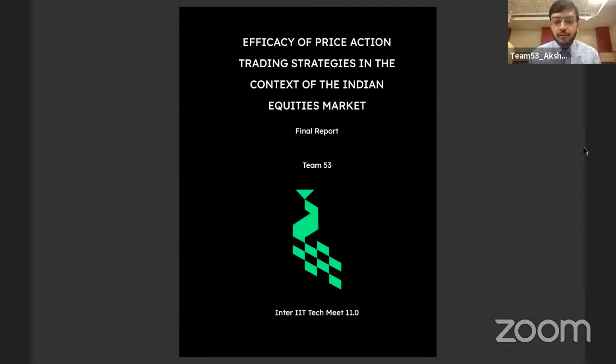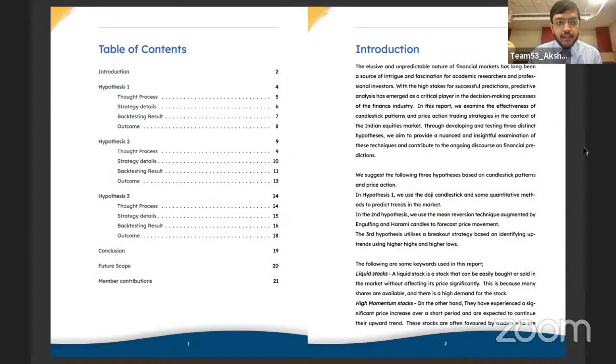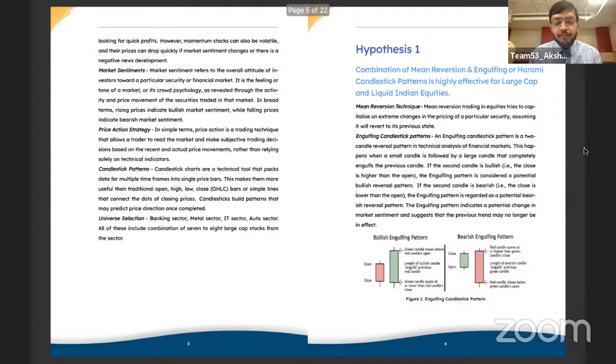Good morning, everyone. We are Team 53 and we are going to present our final report today. Before starting, I would like to state a famous quote: successful people do the simple thing, but differently. This is the table of contents which we are going to present today. We have three hypotheses, so let me start with the first hypothesis.